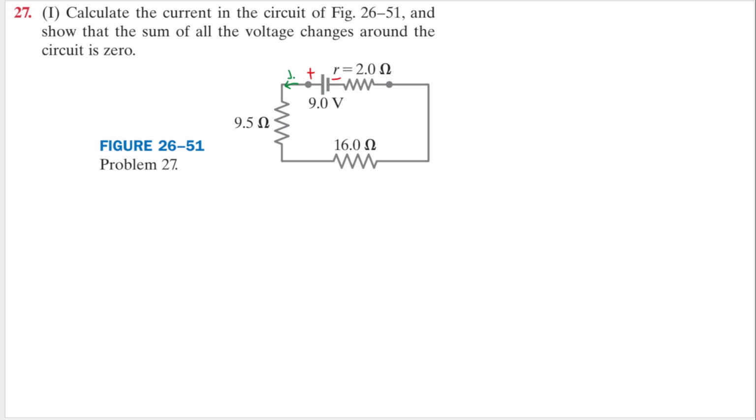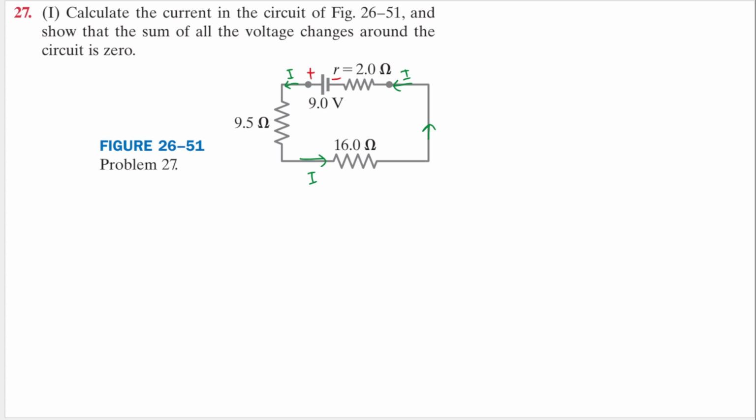So let's name this current as I, and then it will continue to this branch here. So I will have I, and it also continues here. And then finally, it loops back into the battery. So this is the current that we are looking for.